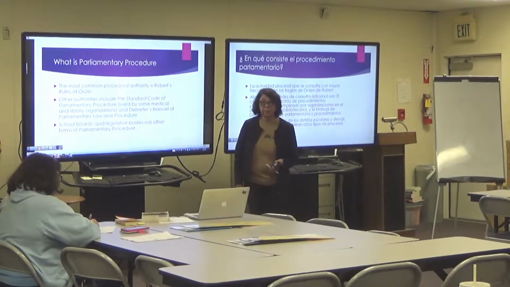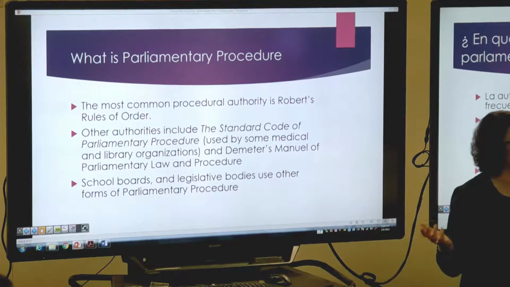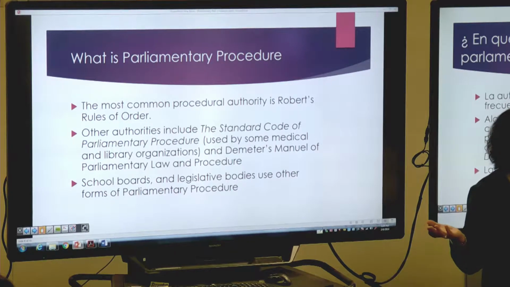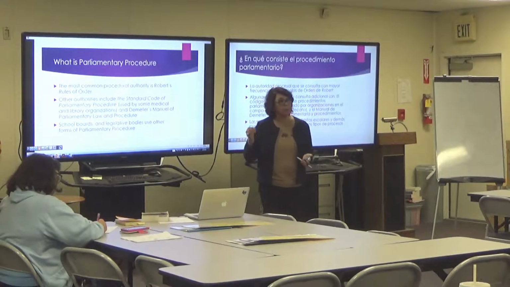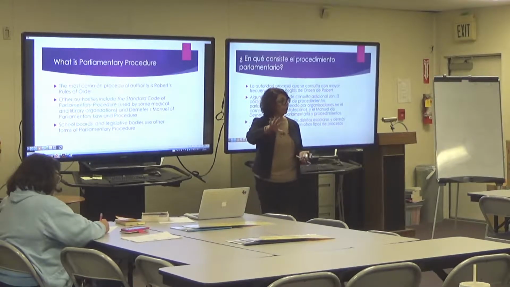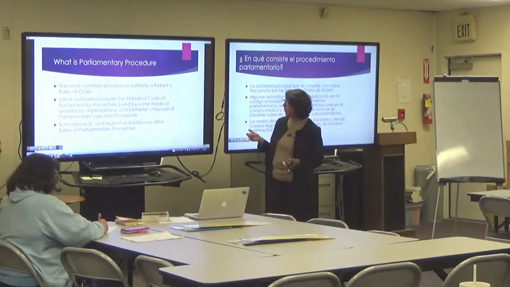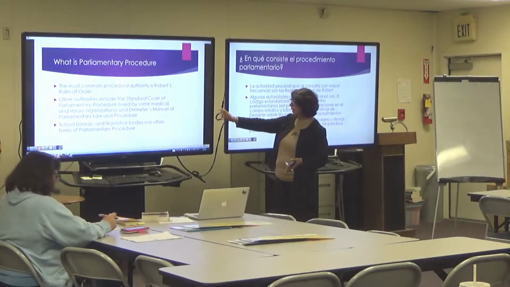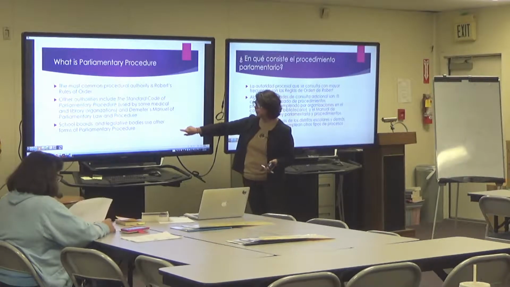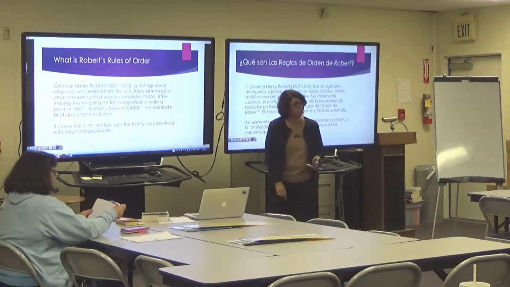The most common procedure is Robert's Rules of Order. There are other parliamentary procedures around. The legislature uses a different one. Some school districts use different parliamentary procedure. But in your bylaws, your rule of order is Robert's Rules of Order. So if you look at your bylaws, that's what it says. There are others, like the Standard Code of Parliamentary Procedure. Some school boards use others. But we're going to talk just about Robert's Rules of Order.